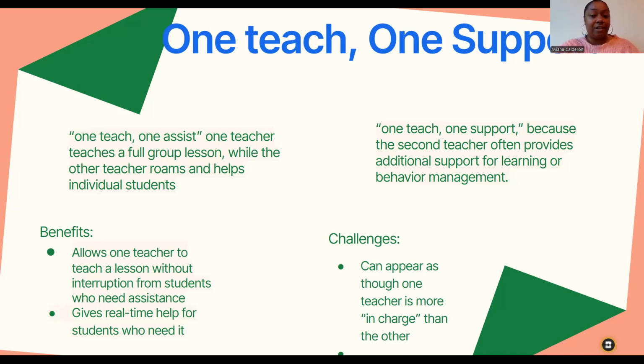However, there can be challenges. The most common challenge that we see with this one teach, one support model is that it can appear as though one teacher is more in charge than the other. Students who are not typically used to this environment can feel as if the teacher who gives the most instruction is the one in charge, whereas the one roaming the classroom is the assistant. However, both teachers are essentially in charge. It's just that they are playing different roles at the time.